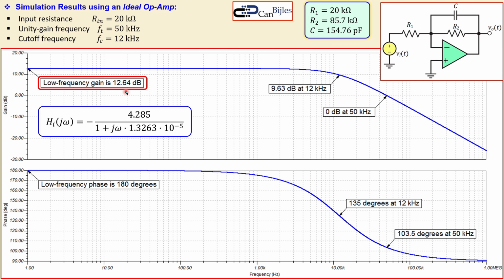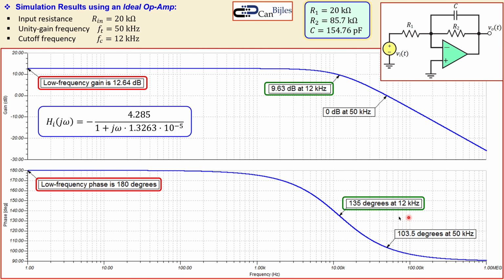So this is fine. You'll see that at low frequency you have a phase shift of 180 degrees or minus 180 degrees. So that is also proven. You see that at the cutoff frequency, at 12 kilohertz, the gain has now decreased by 3.01 dB as required. So this is also verified.